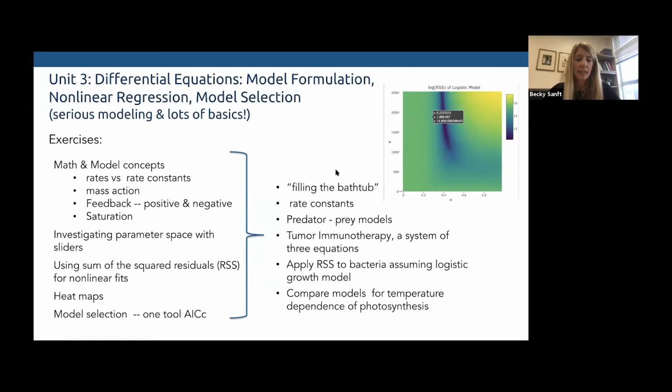We also investigate parameter space with sliders. The students love sliders. So we can use those sliders to understand how parameters affect model output. We get into nonlinear fits here, and so we talk about how to do that. Model selection: if we have more than one model, how do you compare the two? There are different ways to do this. We use the AIC in this case. And then also here, we have kind of a culminating exercise at the end on temperature dependence of photosynthesis. So they're using a lot of these tools that they've learned.